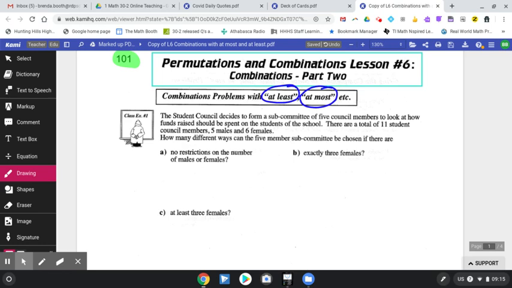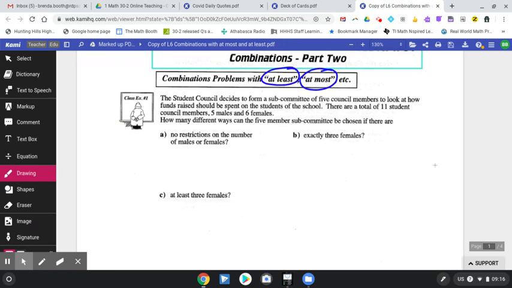So if we're doing a question that says you have to have at most 5 females, well, that means you can't have any more than 5, but you could have less than 5. So you'd have to look at, well, how about having 0 females, or 1 female, or 2, or 3, or 4, or 5. That would be for at most 5. So today is really about figuring out all the possible scenarios that could happen.